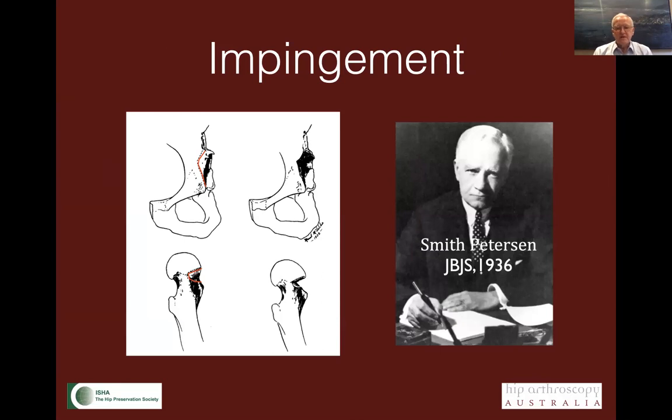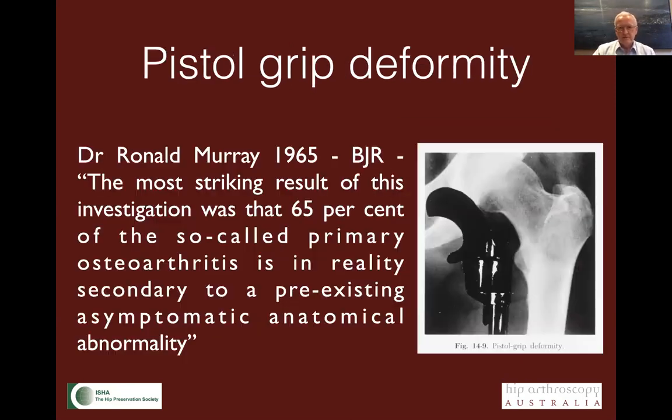Marius Smith-Peterson in 1936 published in the Journal of Bone and Joint Surgery a series of impingement operations which were done for both what we would now term pincer impingement, seen here with the red line marking the resection around the acetabular rim, and here of a cam lesion showing removal of part of the femoral head and neck junction. Bear in mind, this surgery was done in 1934 and published in 1936.